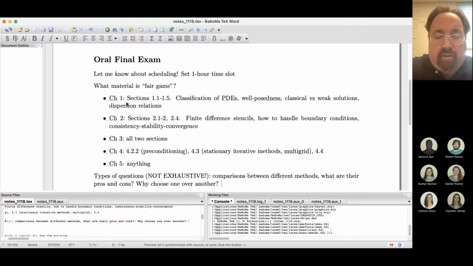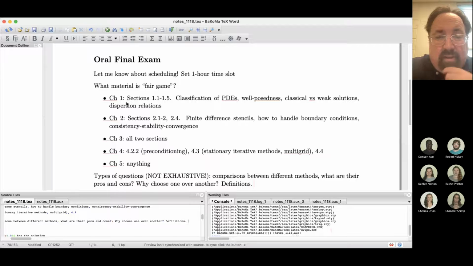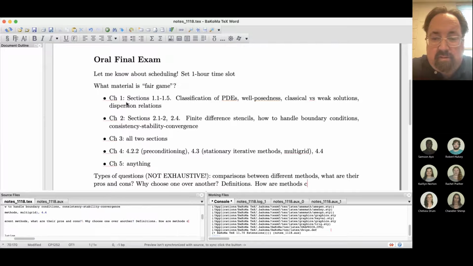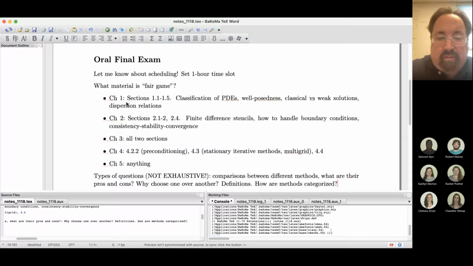Certain definitions. Example: what does it mean for a problem to be well posed? How is consistency different from convergence? Because there are some similarities in those definitions. How are methods categorized? Like, what does it mean for a time-stepping method to be explicit versus implicit?